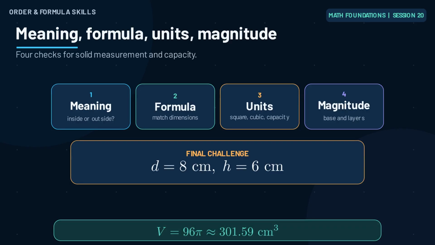Meaning chooses the measurement, structure chooses the formula, and units verify the result.